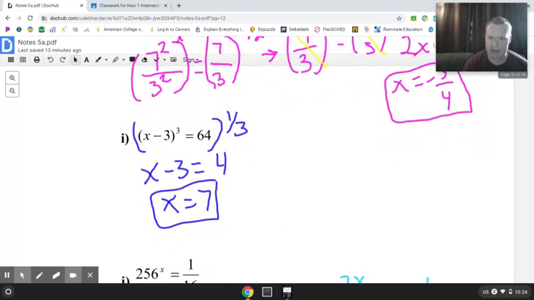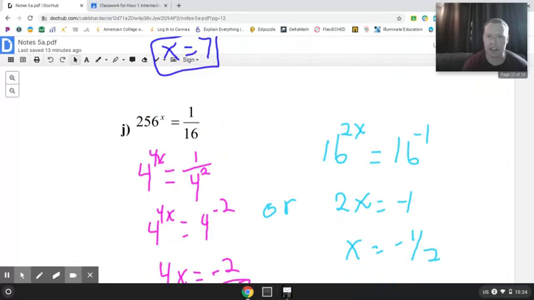For I, this time our base was already isolated, so I could just reciprocate. Please do not distribute that cube n. You cannot do that since they are subtraction there. That only works if you are multiplying or dividing. So I had to reciprocate that, and then I just added 3.